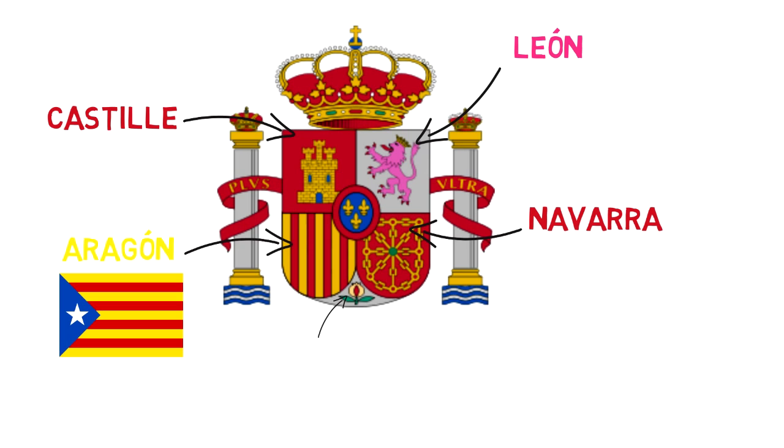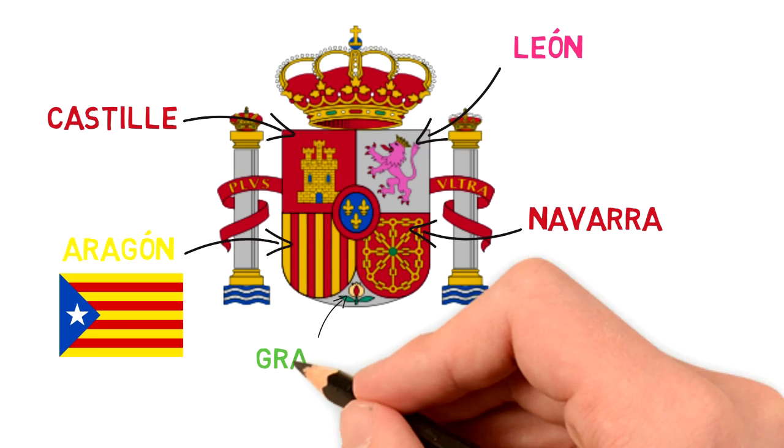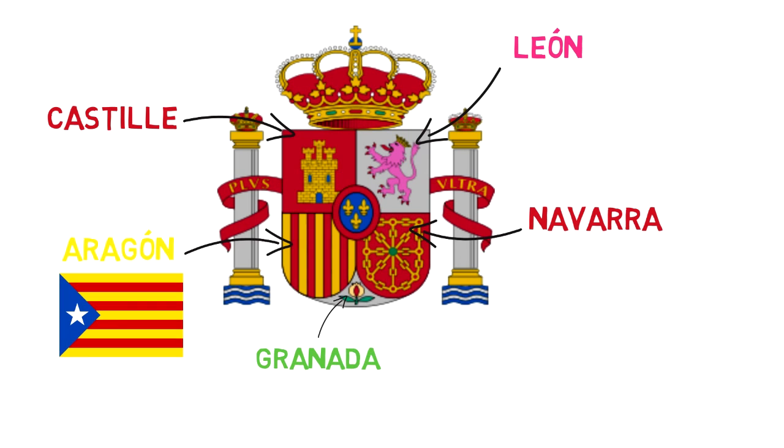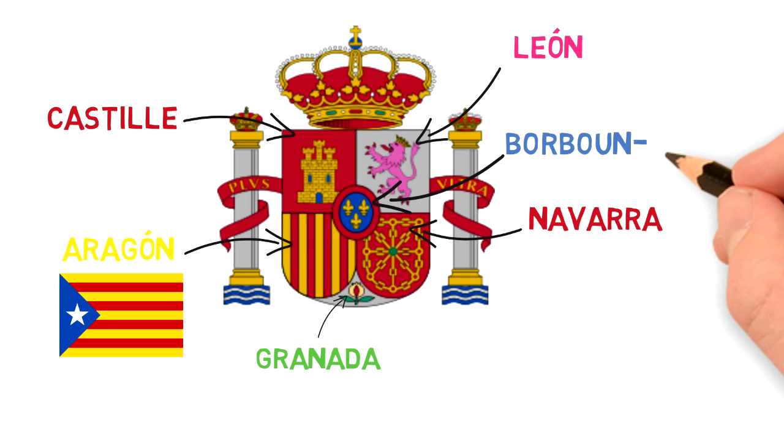On the bottom, the seed or flower with 2 leaves represents Granada, one of the southern regions that the Spanish conquered from the Moors. And last, in the center, there are 3 fleurs-de-lis, representing the royal house of Bourbon-Anjou.